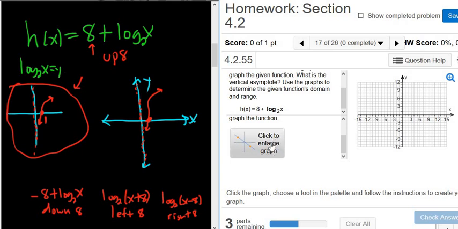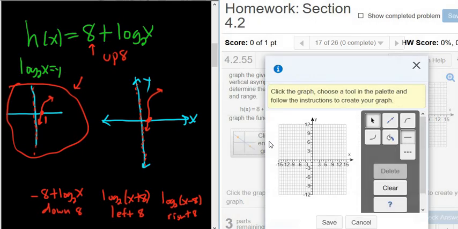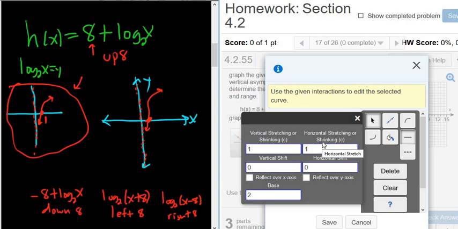I'm going to click where it says click to enlarge graph, and I'm going to click the logarithmic tool. It's this one right here. Notice the solid line is picked. You want it to be solid. Then you can click anywhere on the graph, so I'm going to left click one time. And we're going up 8. When you go up and down, that's vertical. If it's left and right, it's horizontal. So a vertical shift should be 8, so I'm going to click 8.